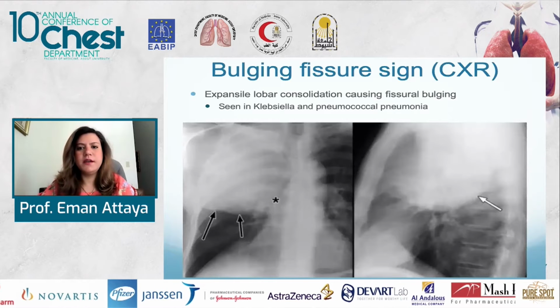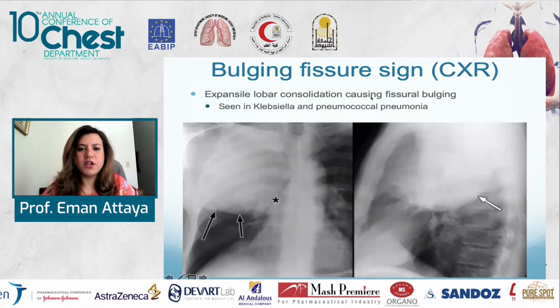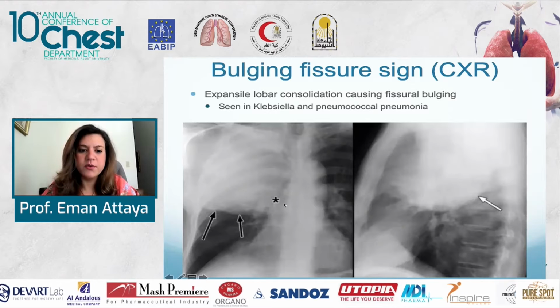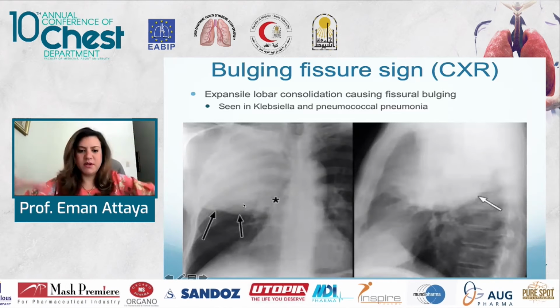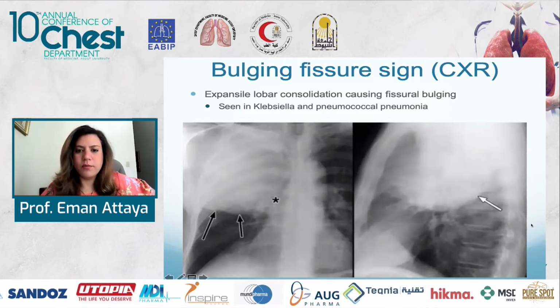Bulging fissure sign, again, this is something we see on chest x-ray. It's expansile lobar consolidation causing fissural bulging, and we see that with Klebsiella and pneumococcal pneumonia. So you see the displacement of a fissure, the bulging of the fissures. Think about a Klebsiella or a pneumococcal pneumonia.